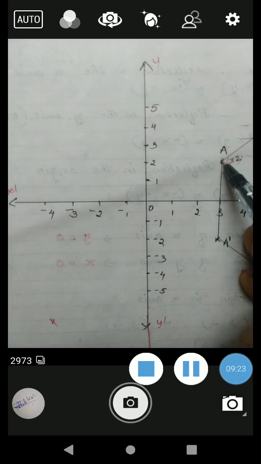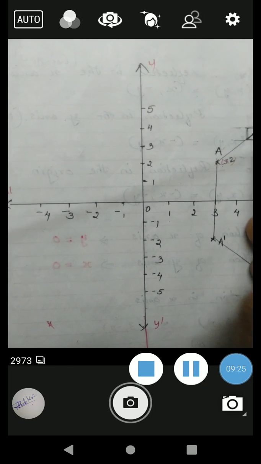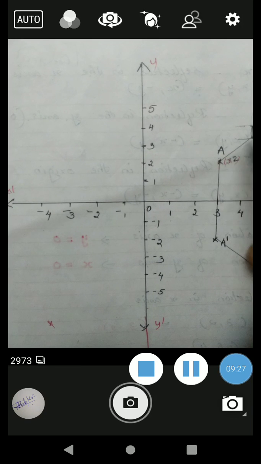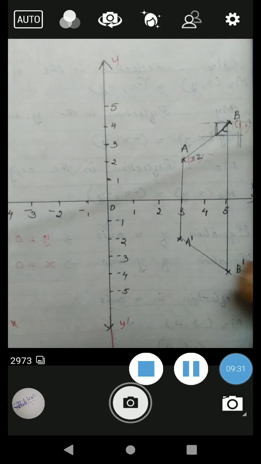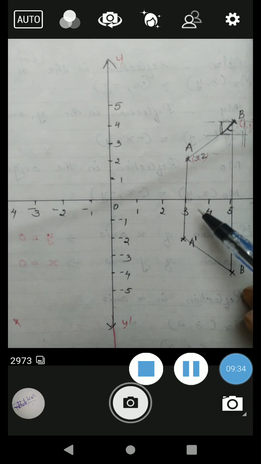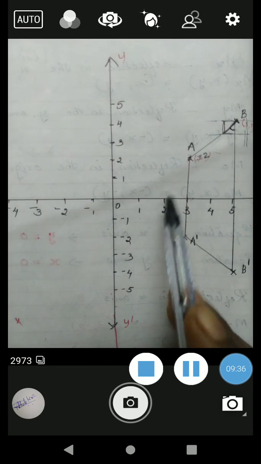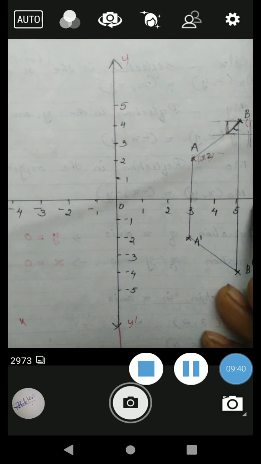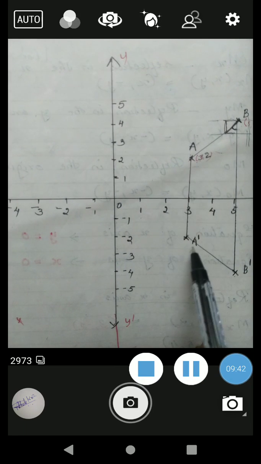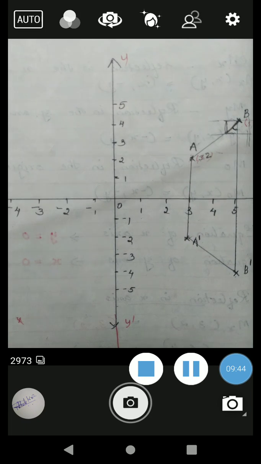You can see A is (3, 2) and B is (5, 4). Plot these 2 points first. Then reflect A and B in the x-axis. We know how to reflect A and B both in the x-axis. This is the axis. You will get A dash, you can write it first.